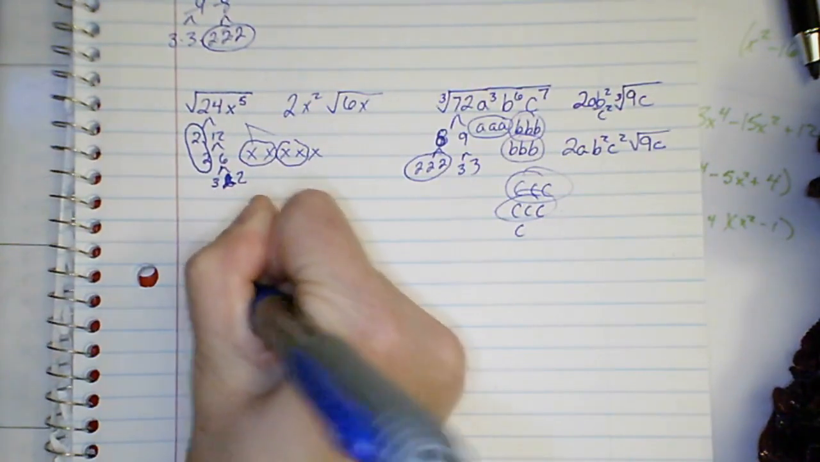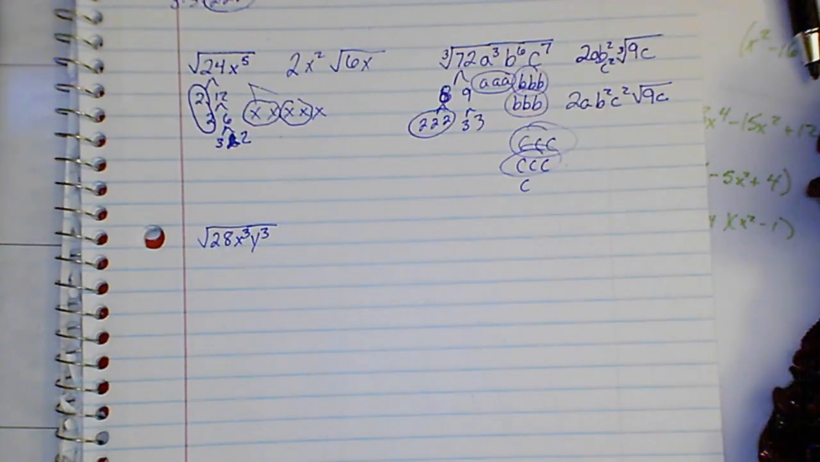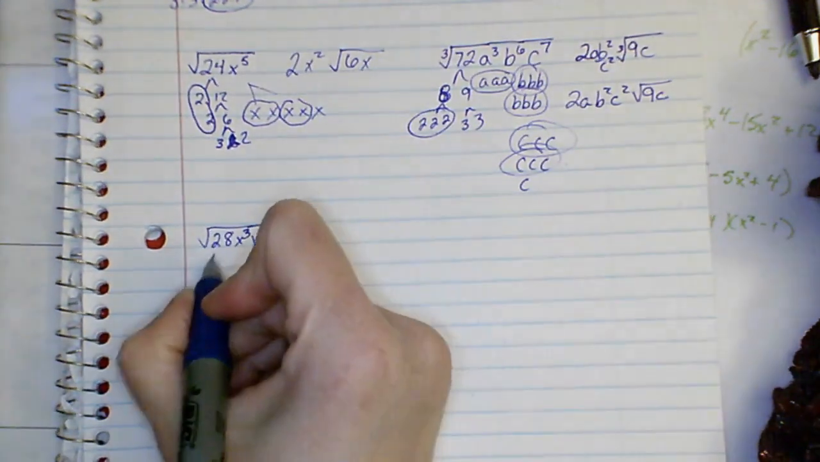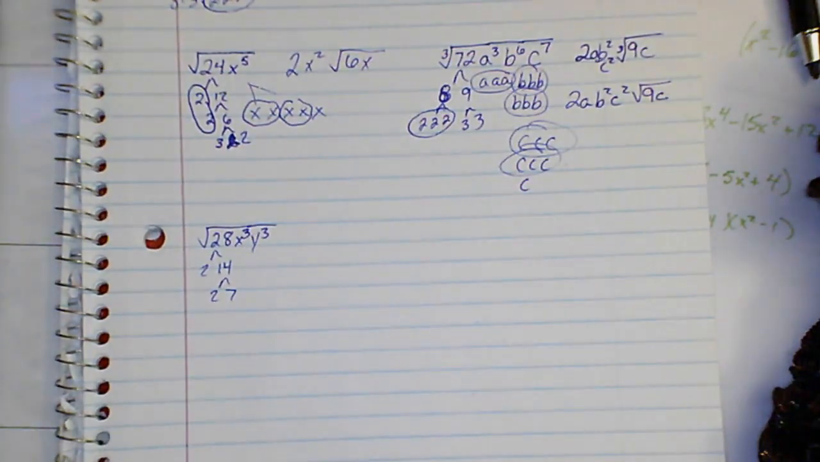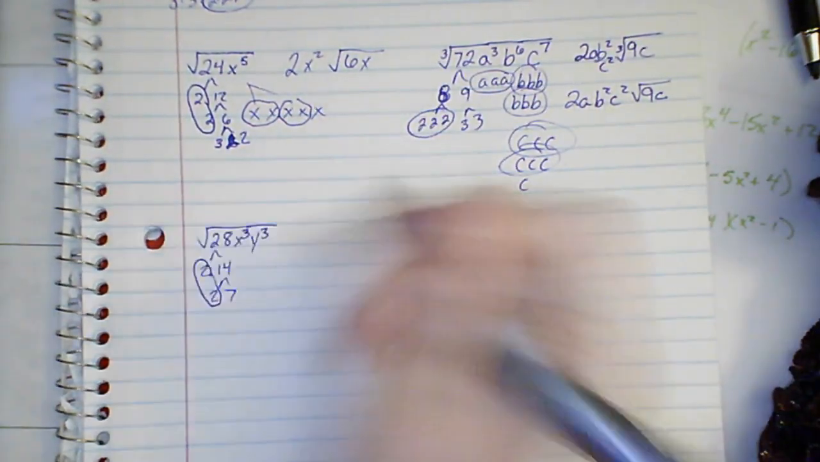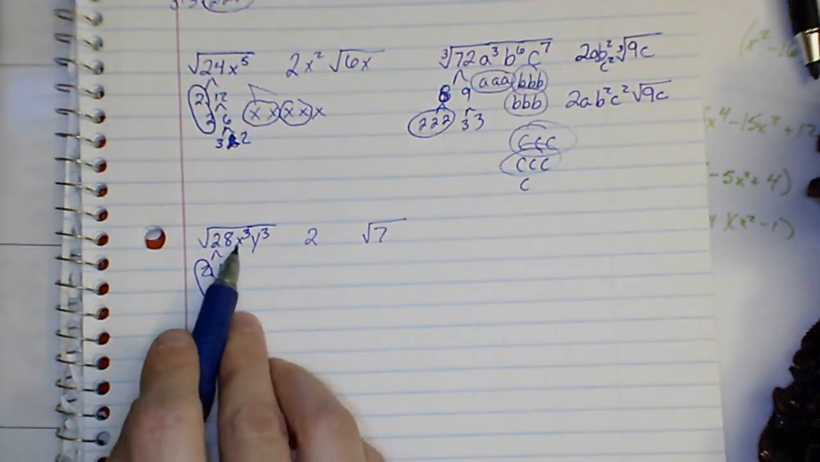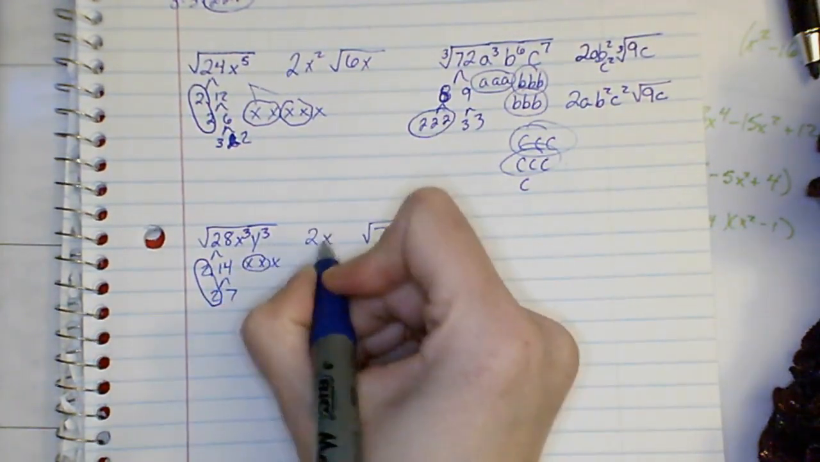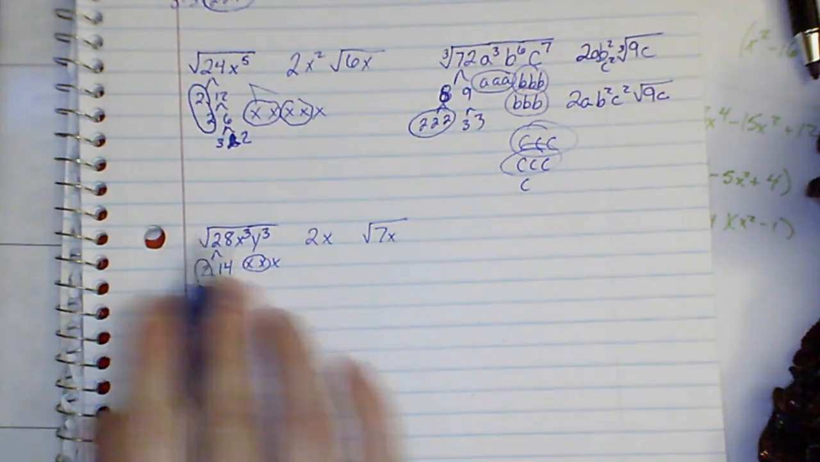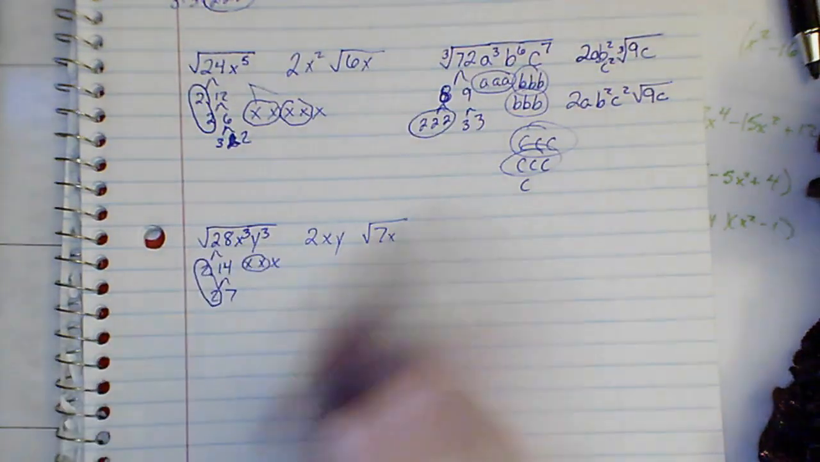So square root of 28, x to the third, y to the third. You may pause the video here to work on this. The answer will be, if you break up 28, you have a group of 2, and then you'll have a 7 remaining, and then we have x to the third, y to the third, so that means we have 3 x's, we have a group of x's, and 1 stays. Or 3 divided by 2 is 1, which stays outside, and then we'll have 1 remaining.